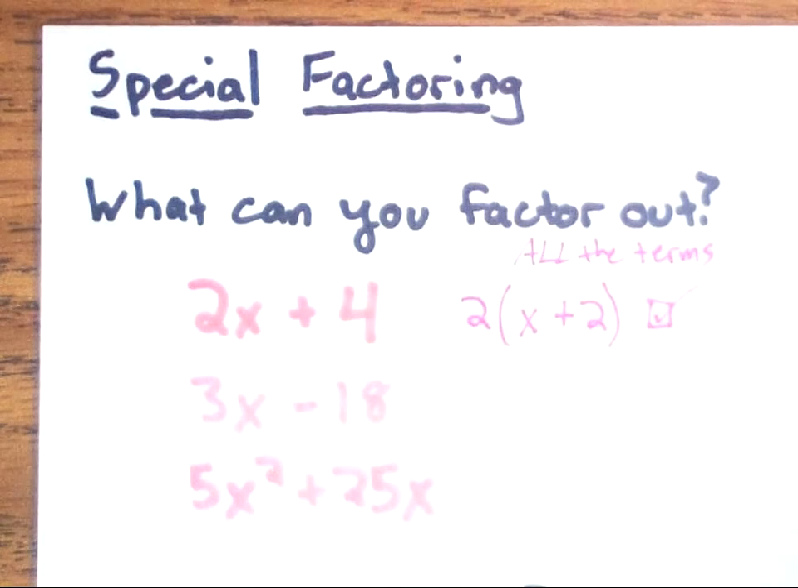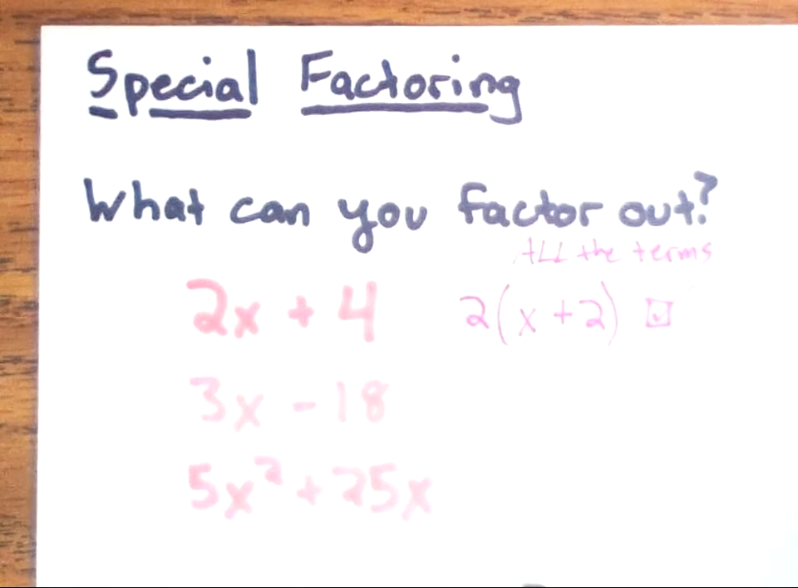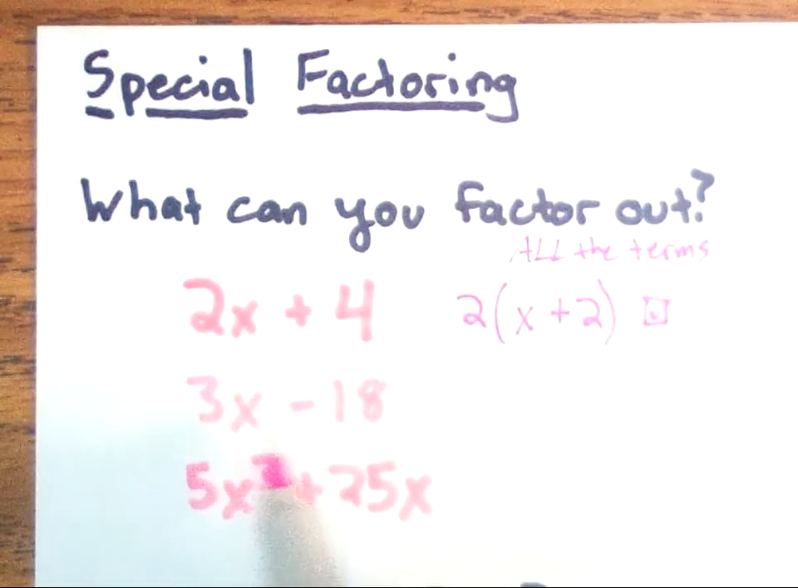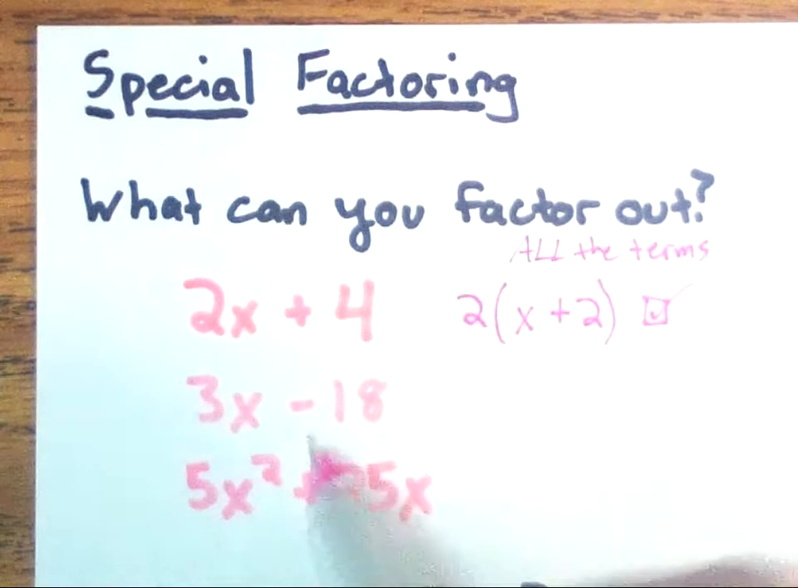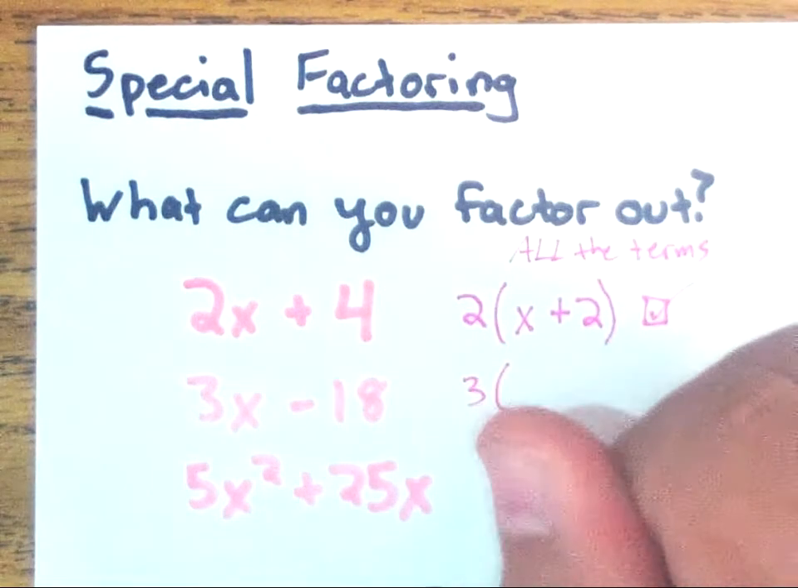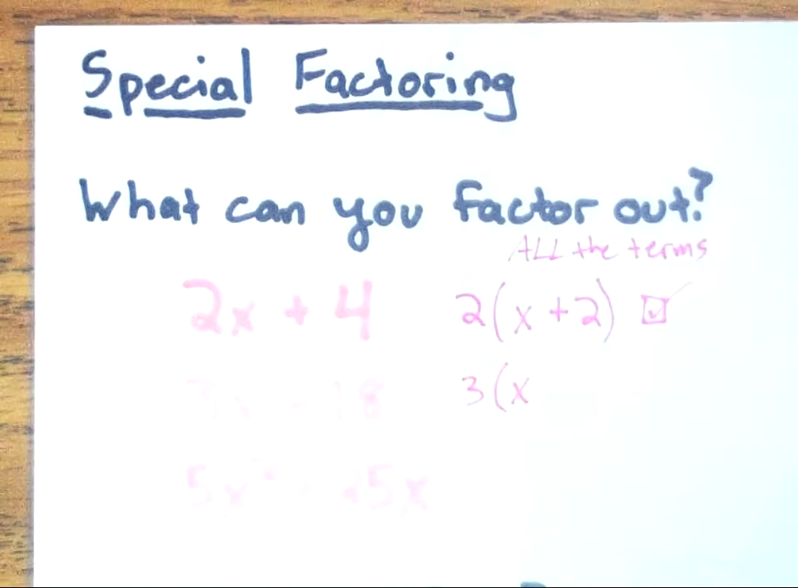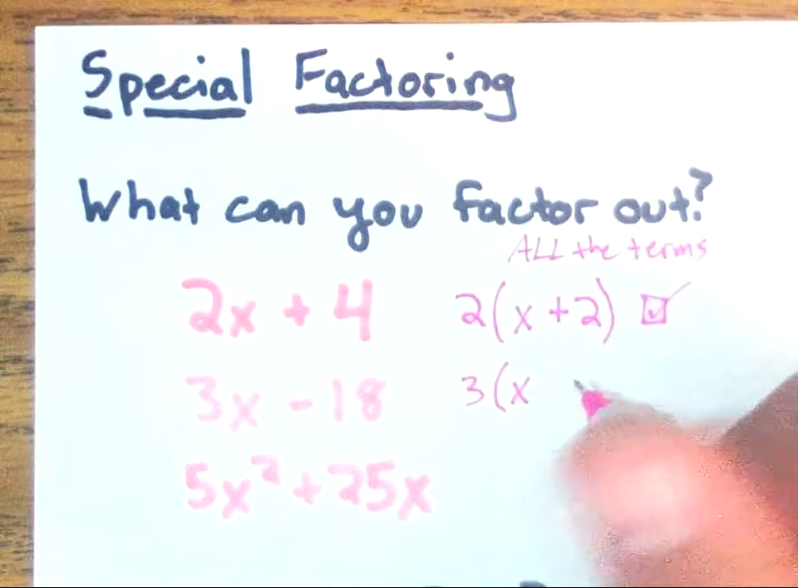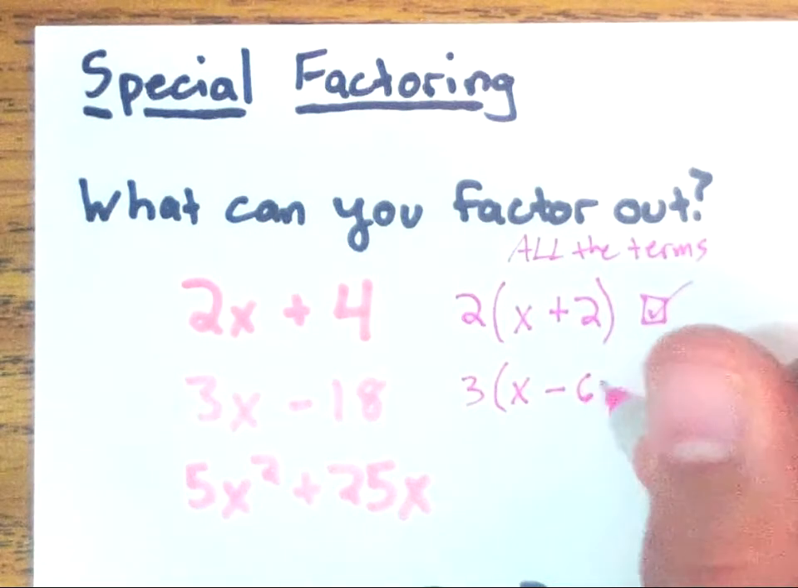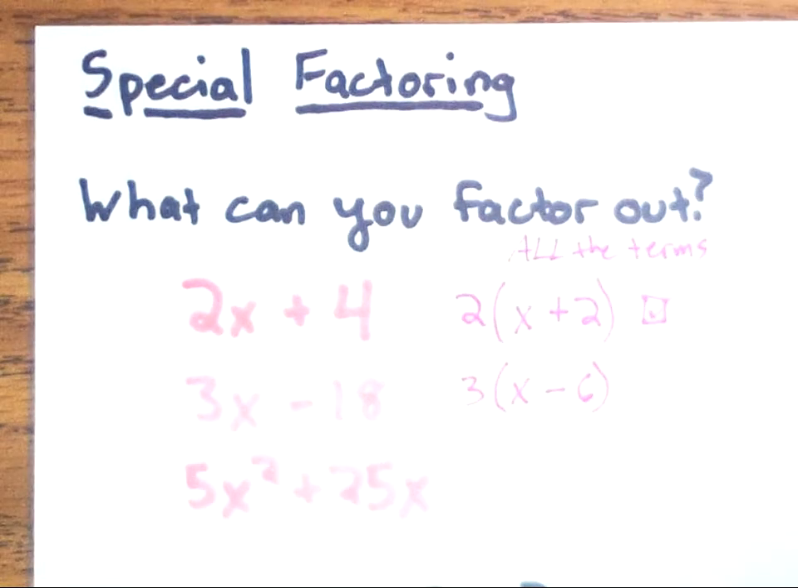Now, it's written this way because if we distribute the 2 back out, we would get the exact same problem. Kind of like when we factor, when we do FOIL, we get back to the polynomial. Here we have 3x minus 18. Well, we can take a 3 out of both. 3 divided by 3 is 1, so we're just going to be left with the x. And negative 18 divided by 3 is negative 6. And we're done.